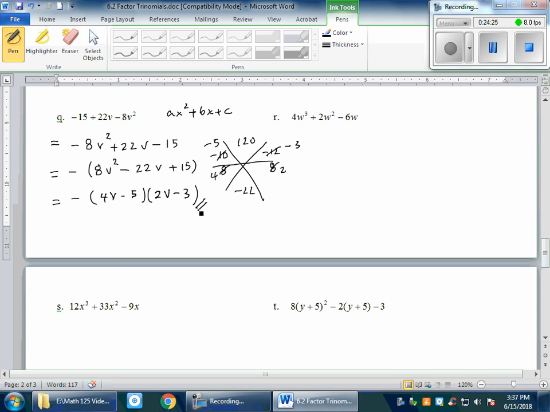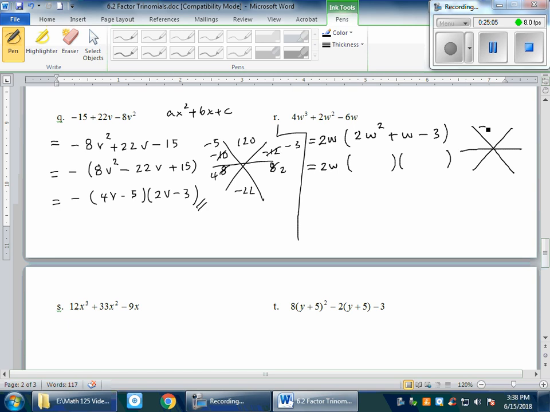Now, continue on the example R. Example R, we have the least GCF, the greatest common factor, which in this case is 2w. So we factor 2w out. That will become 2w squared plus w minus 3. So this will become 2w. And for those who like to do mental math, this should be very easy one. But otherwise, you can always use this, right?